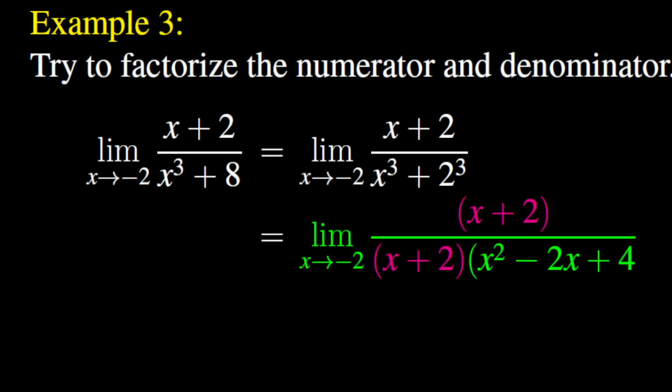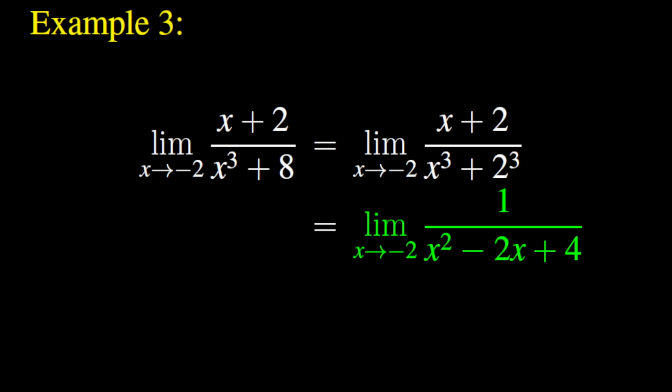We clearly see that x plus 2 is the common factor that appears on both the numerator and the denominator. Thus we simplify x plus 2 and obtain a new simpler expression. The newly simplified expression is the fraction 1, divided by x square minus 2x plus 4.